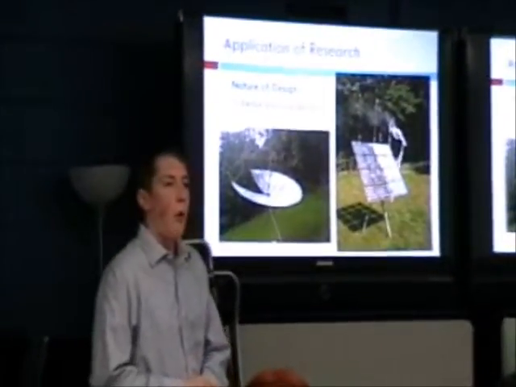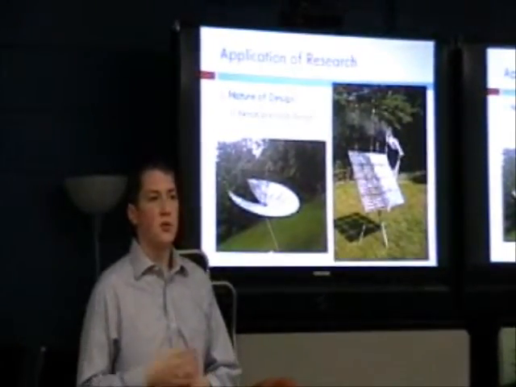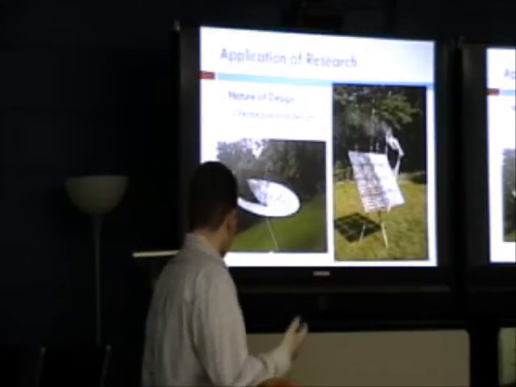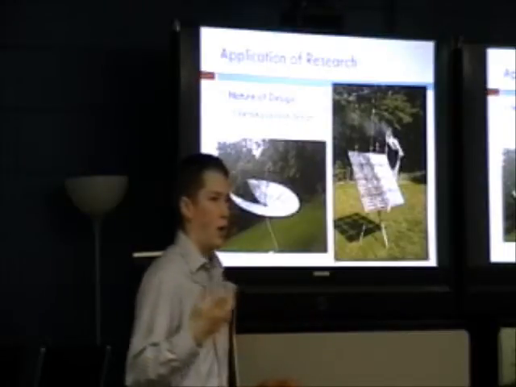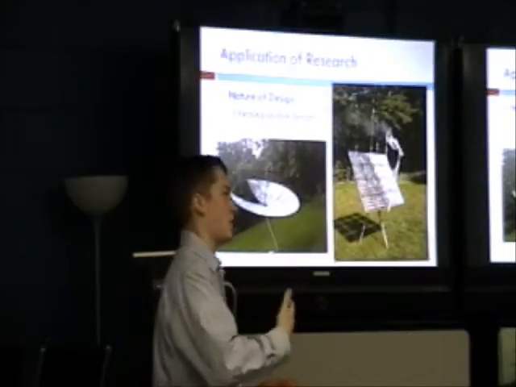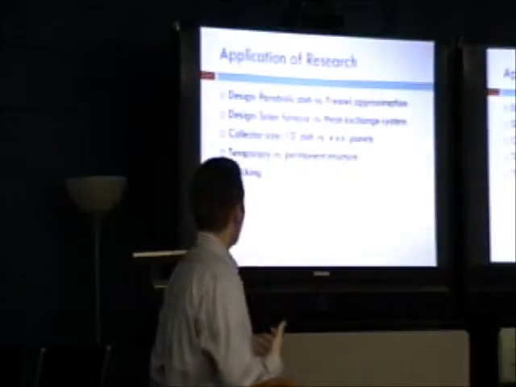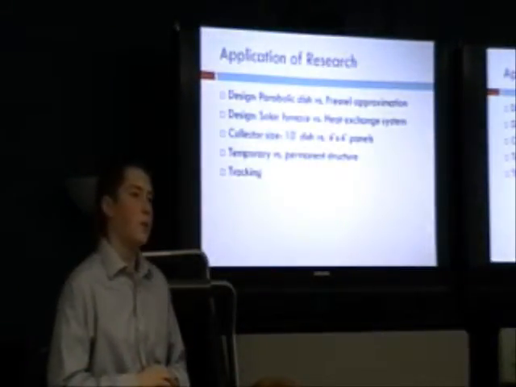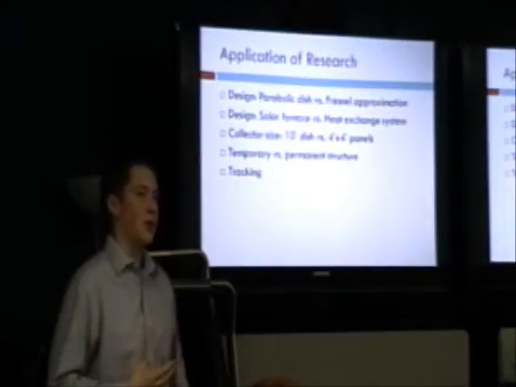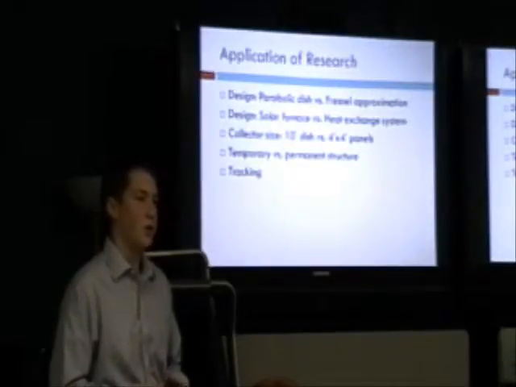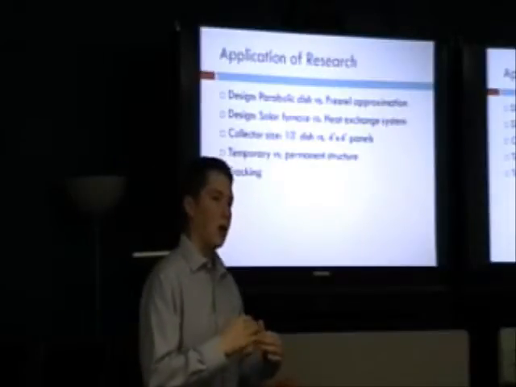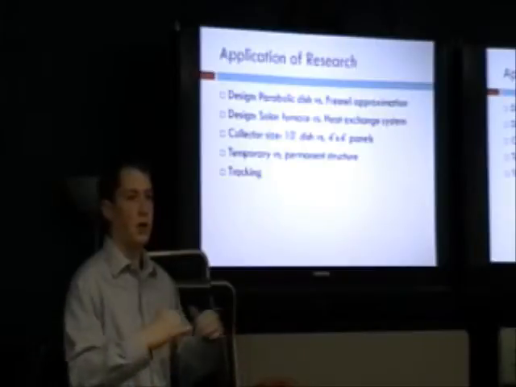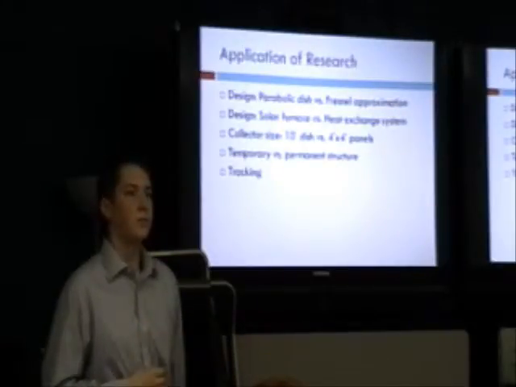Application of research. The nature of the design, especially versus what I built last year, this is a picture of the one I built this year versus what I built last year, has a couple of important changes that go towards approaching a greater degree of practicality and efficiency. The parabolic dish design versus the Fresnel approximation. The parabolic dish is the more ideal shape, whereas the Fresnel approximation, where you have different panels that approximate the slope of the parabolic dish at different points, is less ideal.